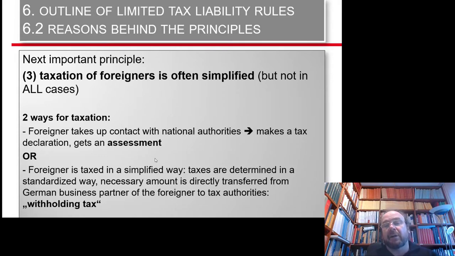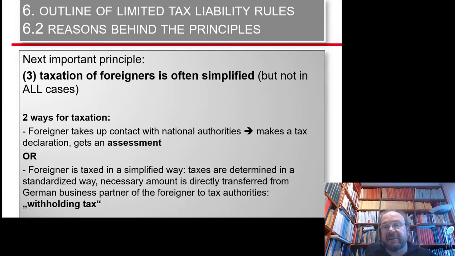Okay. Now, a next important aspect, which we mentioned in the beginning: the taxation of foreigners is often to be simplified, but not always. There are two ways how you can collect a tax. First, by demanding a tax declaration and assessing the situation, issuing a tax notice to the taxpayer, which then tells him or her what they have to pay. Or you can also tax somebody in a simplified way. You look to the revenue which goes to that person and demand that a part of that revenue is directly handed over to the fiscal office by the person who makes the payment.